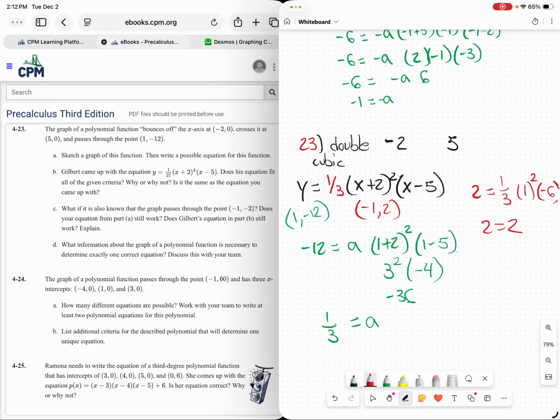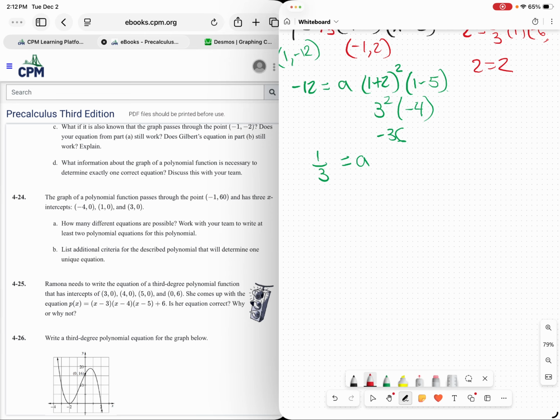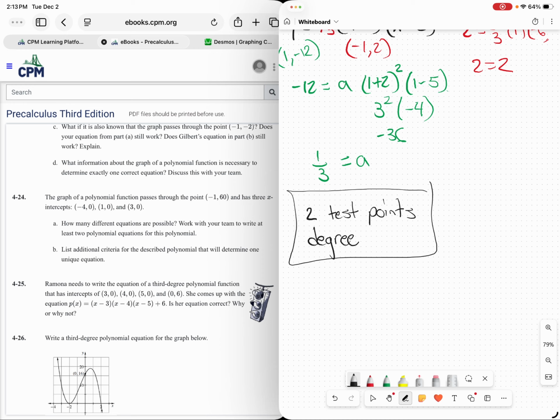So what information about the graph of the polynomial function is necessary to determine exactly one correct solution? Well, a couple of things. You either need 2 test points, or you need to know the degree. Right? You got to know one of these 2 things to be able to get exactly one equation. Okay?